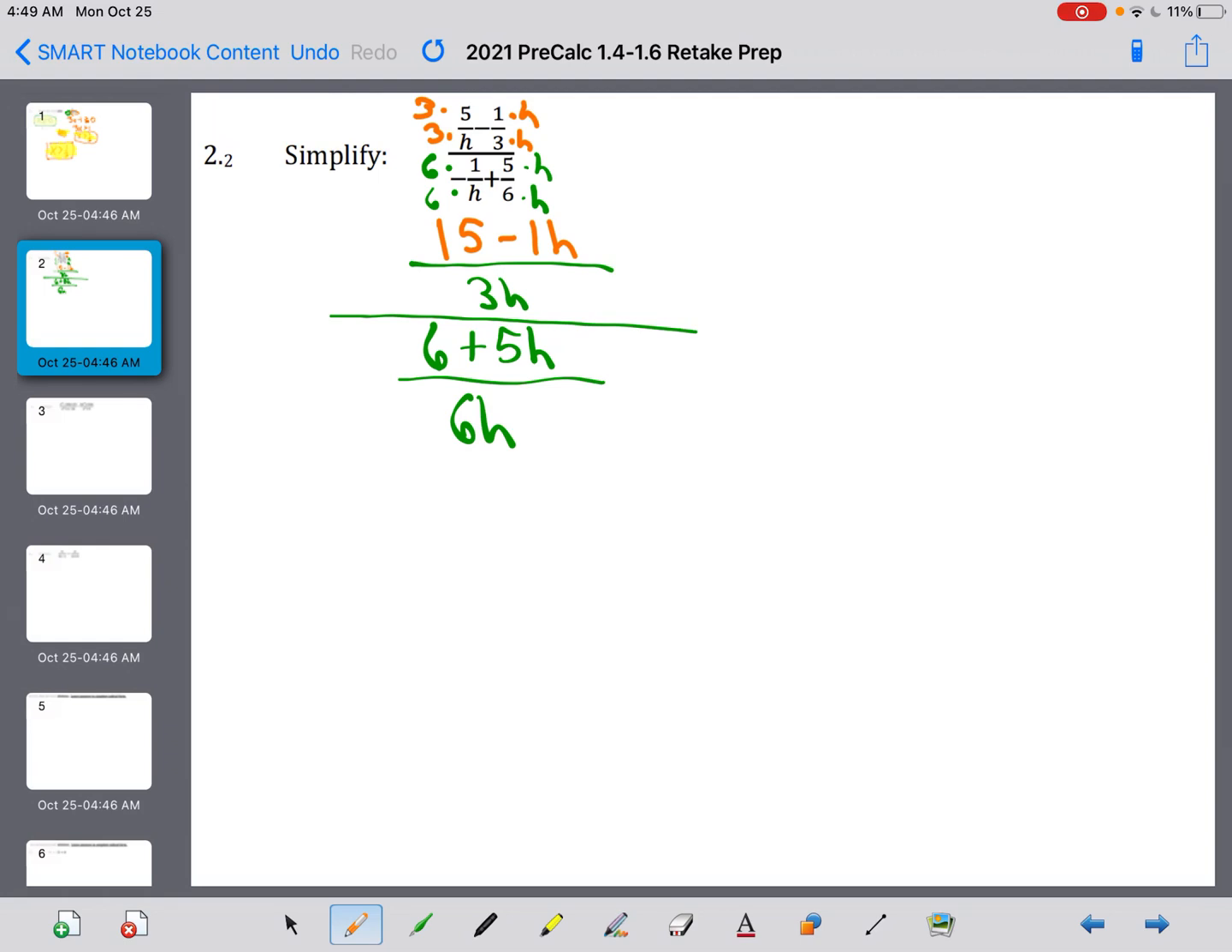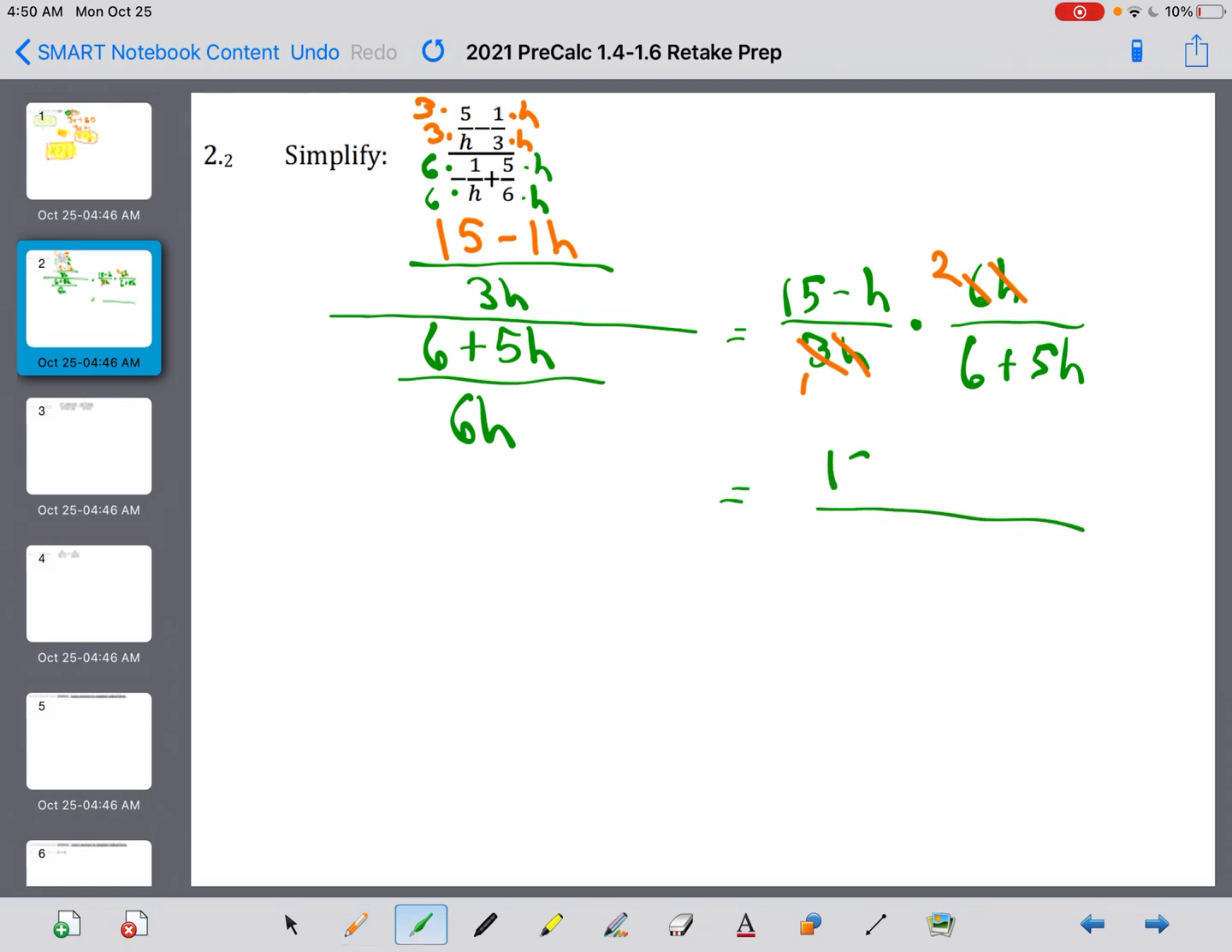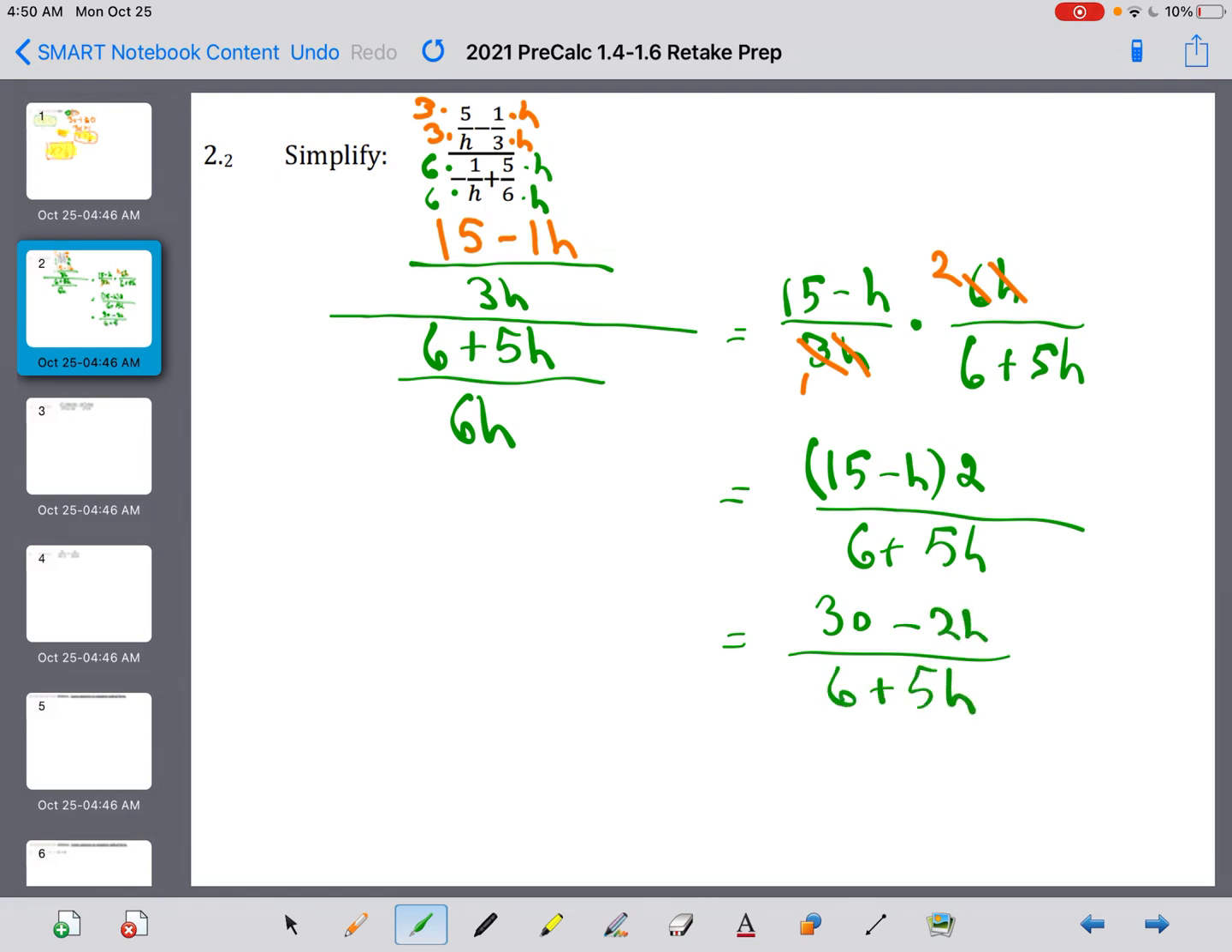Now it is time to perform the old keep, switch, flip, or multiply by the reciprocal. So I take my first, or my top fraction, or rational expression, and multiply by the reciprocal of the denominator rational expression. Alrighty. We can reduce. These h's cancel. The 3 and the 6 reduce. And that's that. So one final answer could be 15 minus h times 2 over 6 plus 5h. That would be okay. We could distribute that 2 in the top as well and rewrite it this way. So either one of these would be perfectly correct. 100% the answer.